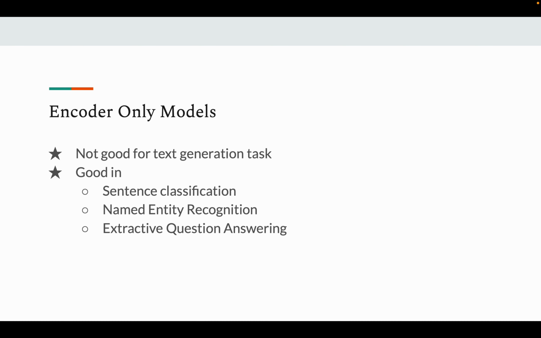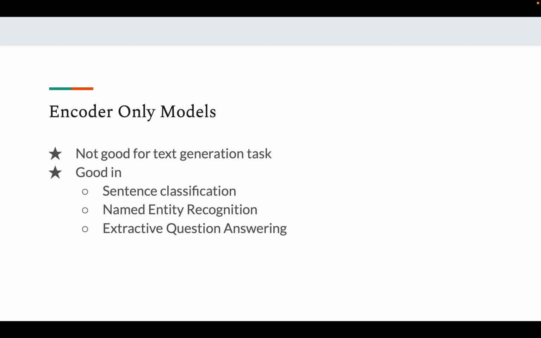So encoder models are not good for generation of text. Sometimes people will use encoder models and fine-tune them to generate text, which is actually not good and will not give the expected output. So please note that encoder models are not good for generating new text. They are good at sentence classification. Since they have the entire knowledge of the text, it is easy to classify the text into, maybe, a positive sentence or a negative sentence.